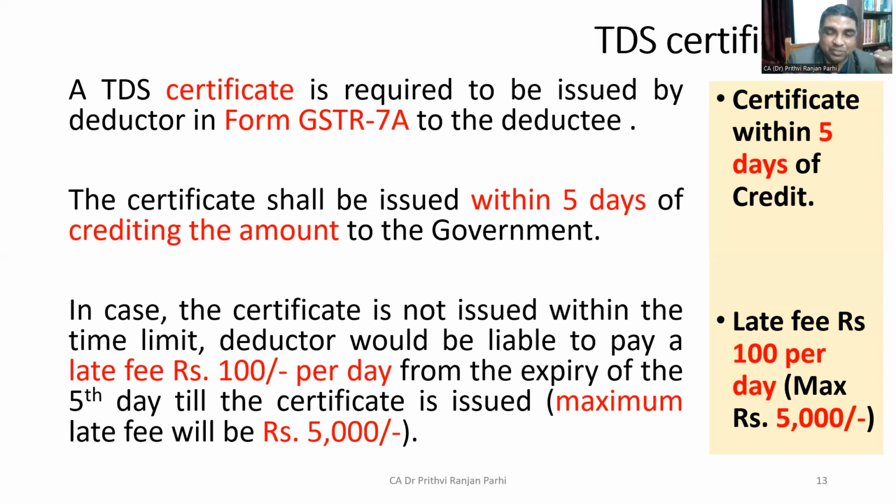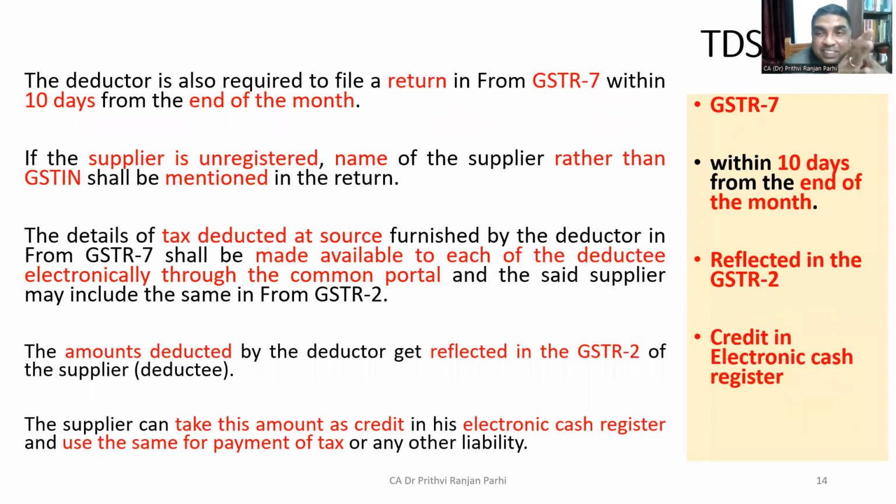Okay. Now, one thing is the deduction, second is the deposit, third is the TDS certificate. Then one more thing, that is after all these things, the TDS return has to be filed. The deductor is also required to file a return. This return is filed in the form of GSTR 7, and this return has to be filed within 10 days from the end of the month. The details of tax deduction will be provided in this return.